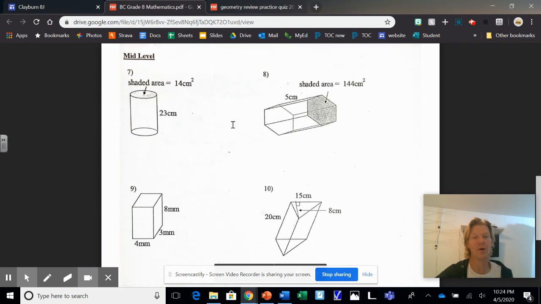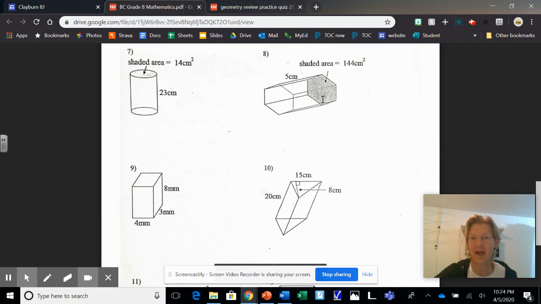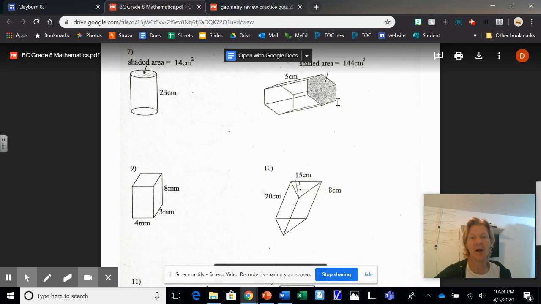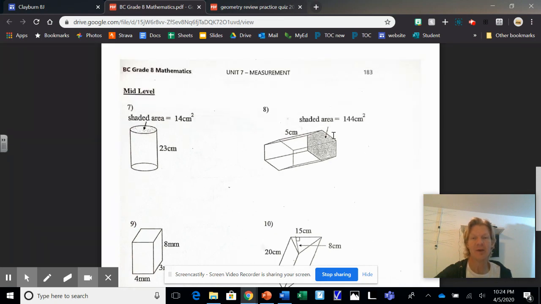The next page, more of the same stuff. Now this one's kind of an interesting shape. It's a hexagon, but you have everything you need to figure out how to do this, because I know the area of this end already. So it's 144. And then I multiply this by the other dimension, which is 5.